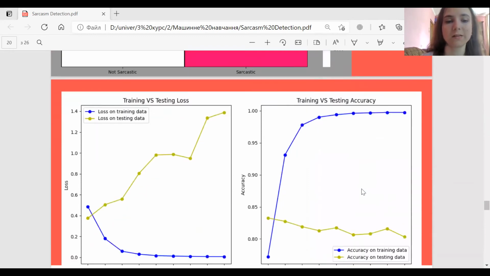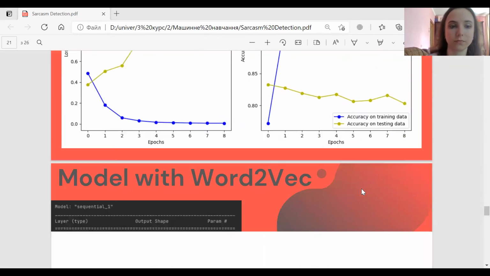And once again, the loss on training data goes lower, while sadly on testing data, the loss increases. And the situation is opposite with the accuracy. The value increases on training data during the training process, but with the testing data, it goes lower.